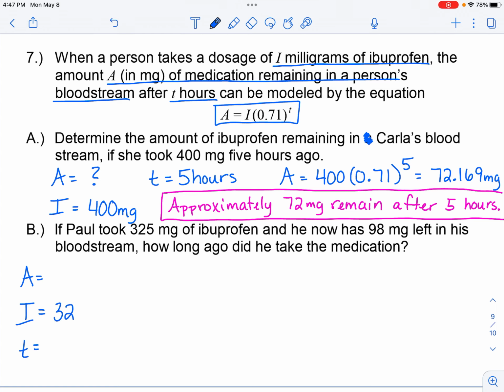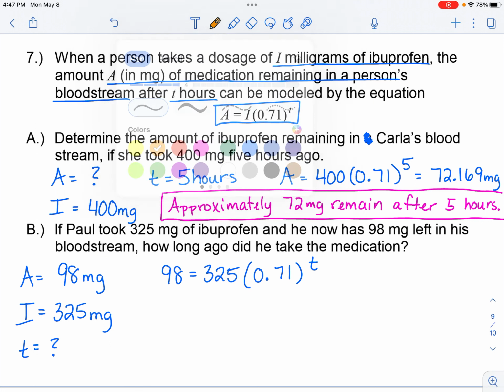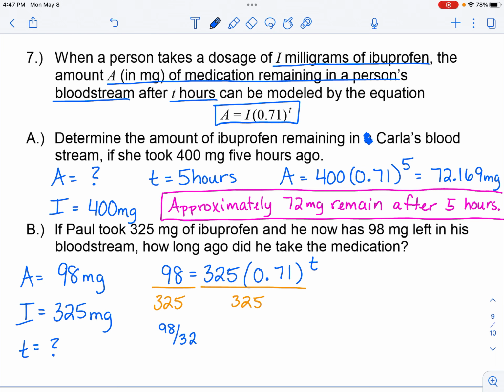And it says he took 325 milligrams, and there's 98 milligrams remaining. So how long ago did it happen, rather? So I'm going to plug in that 98 takes the place of A, 325 takes the place of I. We've got the base of 0.71 that was provided to the T power. And now we're back to an exponential equation to solve. So we're going to divide out the 325. Now 98 over 325 is not a pretty decimal, so I'm going to leave it as a fraction, 98 over 325. And that's equal to 0.71 to the T power.